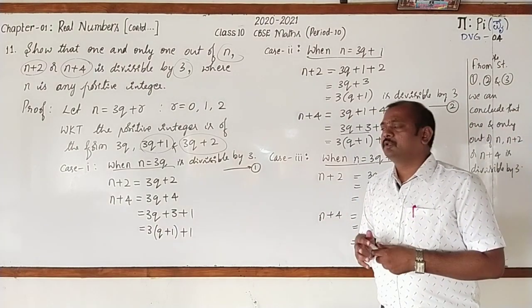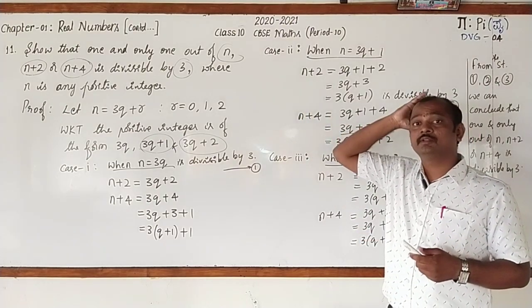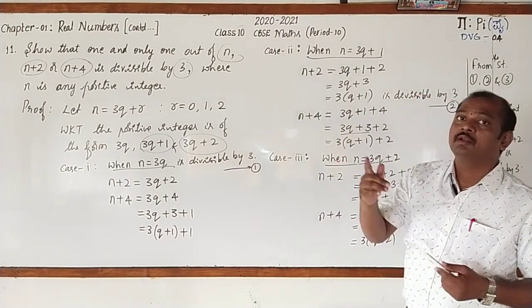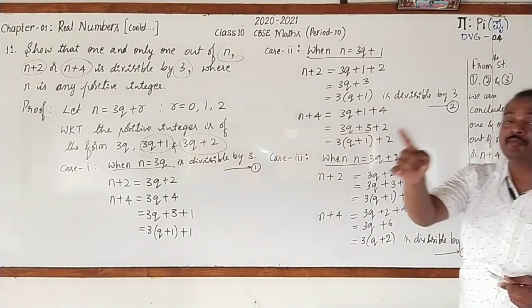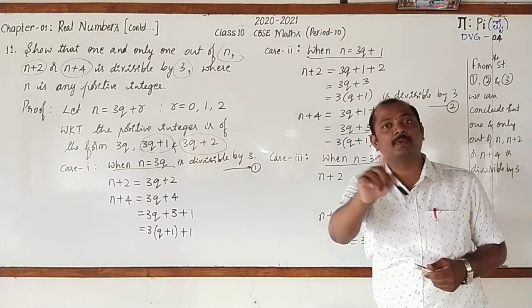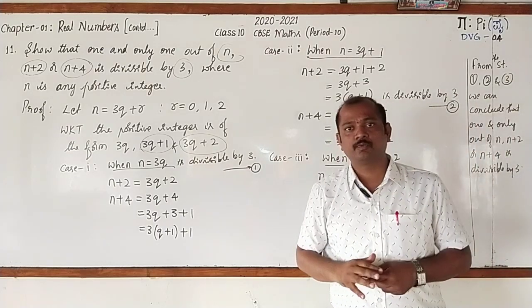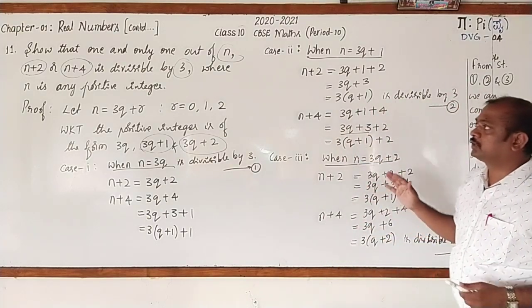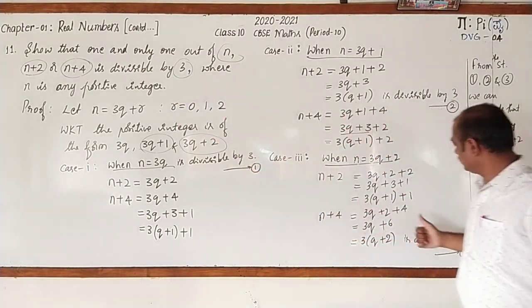Suppose the same type: if it is divisible by 3 in the same question, then you can go for taking 3q, 3q plus 1, 3q plus 2. If it is divisible by 5, you can go for taking 5q, 5q plus 1, 5q plus 2, 5q plus 3 and 5q plus 4. Okay, now just copy from there to here, quickly.